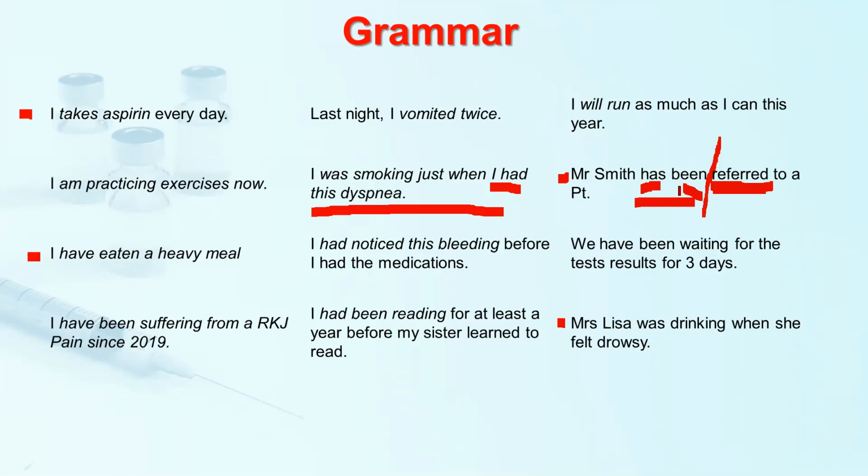Has been, this is the present perfect. Has, the present form of verb to have, and been, V3. So what's the tense with verb to have in present form and V3? Present perfect. And referred, V3, this is for the passive form. And Mr. Smith, the object, has been, not the subject.